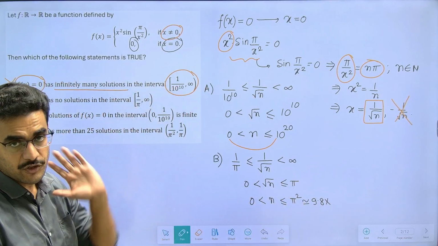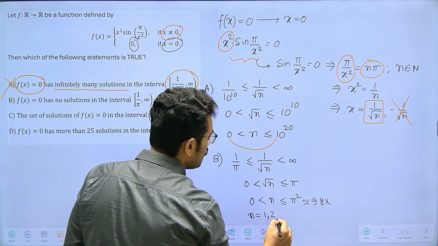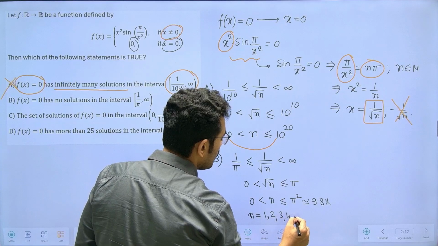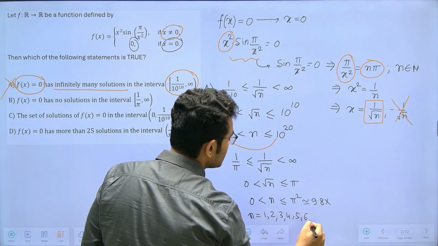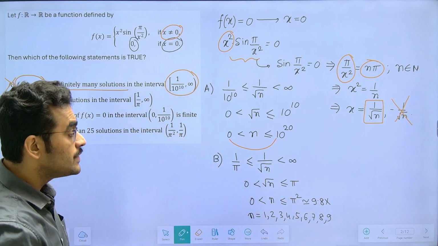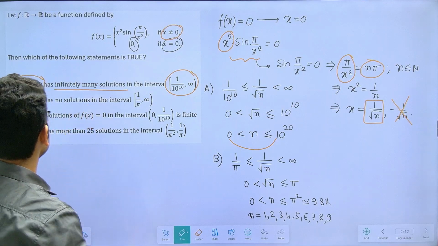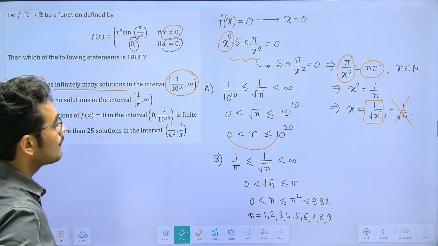And n is a natural number. So how many values of n are there? n can be 1, 2, 3, 4, 5, 6, 7, 8, 9. Nine natural number values are possible. That means nine solutions are possible. Here it is saying no solution is possible, so this option is also false.